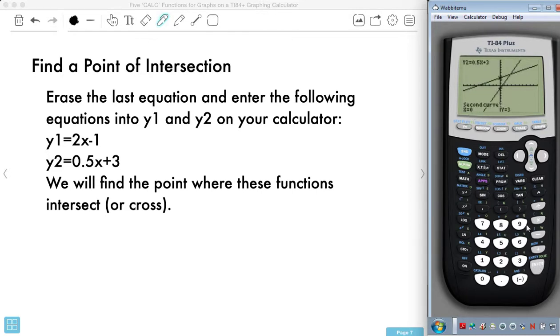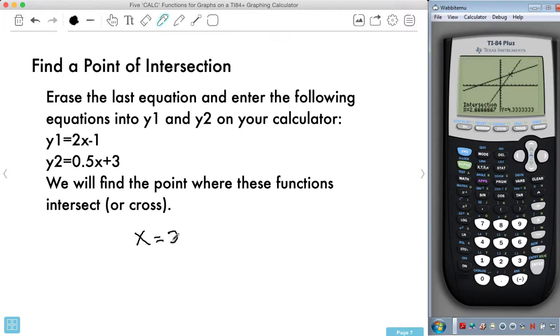For second curve, all you have to do is press enter, and then it'll say guess. And this is important, especially if you have more than one intersection point. But you put your cursor close to the intersection point you're interested in, and again, don't forget to press enter as your final step. And it'll say intersection, telling you that you're done. And my intersection point of these two functions is an x of 2.67, rounded to 2 decimal places, and a y of 4.33.